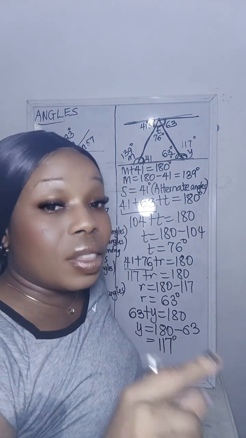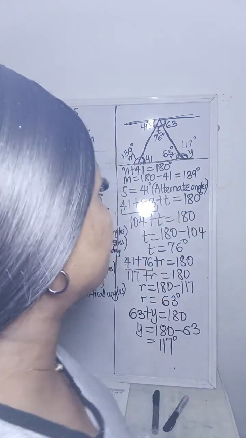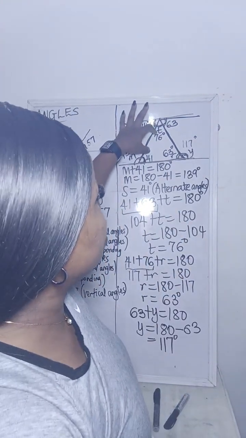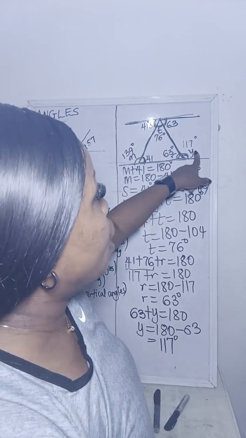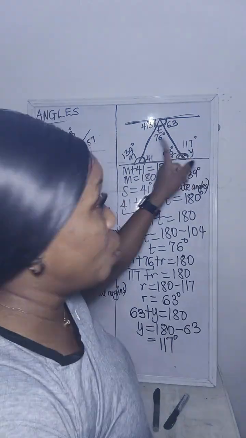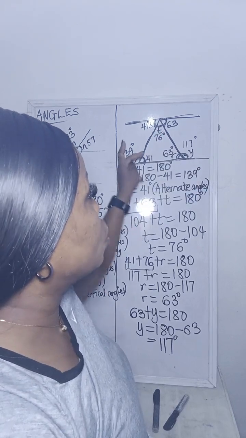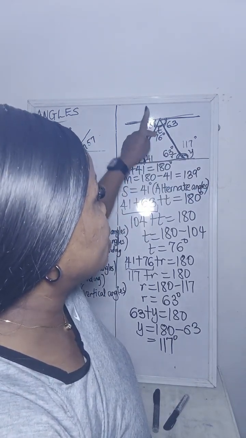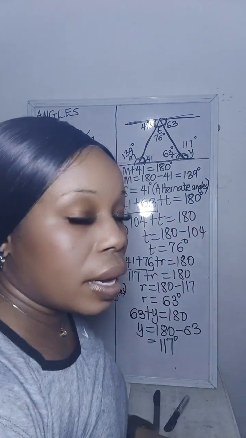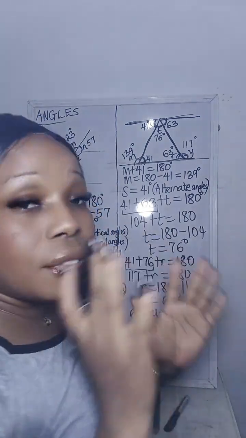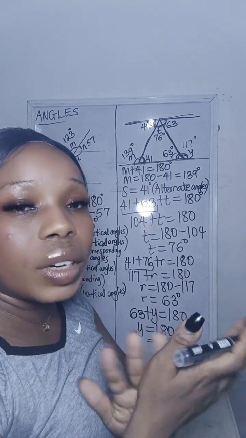Another way you could get this answer is that the sum of two interior angles is equal to the exterior angle. So the sum of both of them is the same as this, which is an exterior angle. It is outside the triangle. So there are different ways of getting our answers.